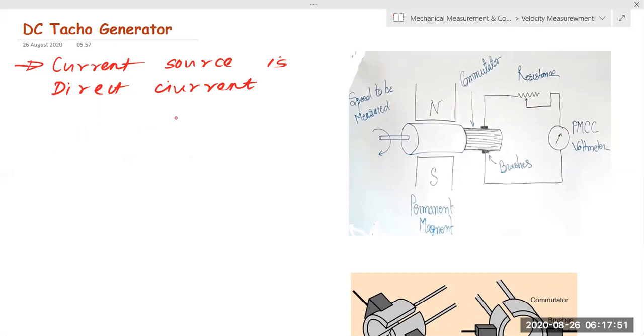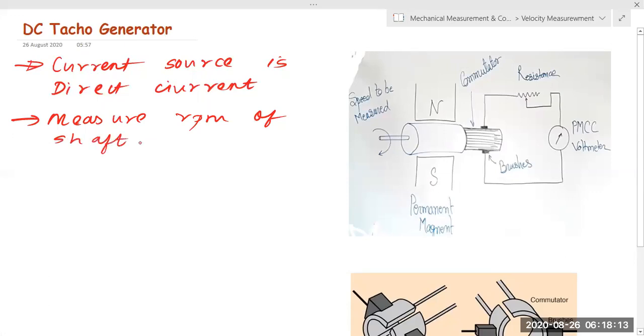Now before proceeding forward, what we would like to know is the construction of the DC tachogenerator. Basically we should know that this tachogenerator is used to measure speed, or you can say RPM of the shaft. Basic thing that I'm saying. Since we are into mechanical terms, we will look into the perspective of mechanical things only. So we are going to measure the RPM of the shaft. Now, how does a DC tachogenerator look? I will explain the construction.